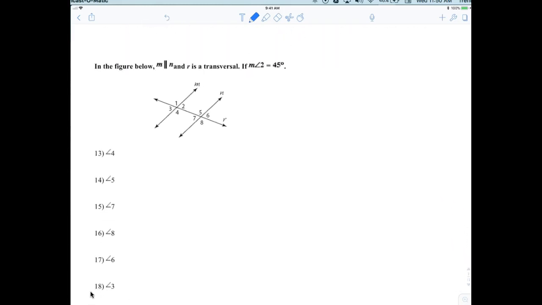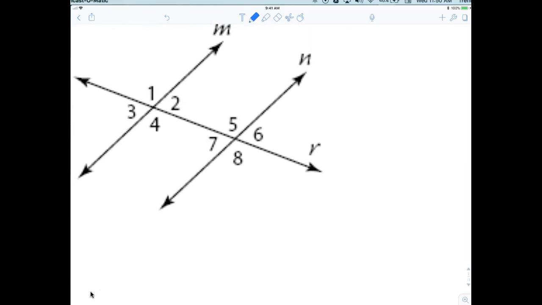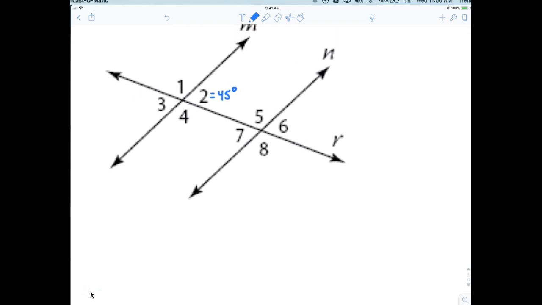All right, let's see if you remember this. M and N are parallel. So I want everybody to write down angle 2 is 45 degrees. So this right here is 45 degrees. And I want to go around the room and I want someone to try to tell me another angle. Julian, what do you think? Oh, I was just trying to. I still want you to try to tell me.